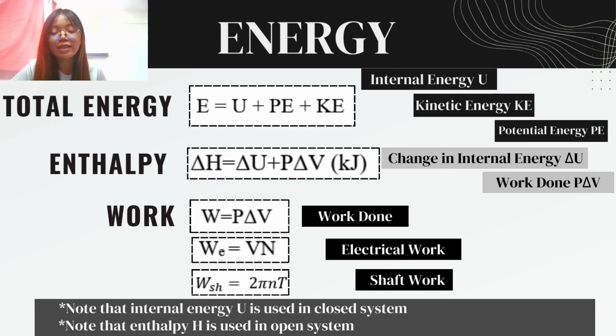So now I will present the equations to calculate the energy. The first one is the total energy. And as I said just now, total energy is equal to the sum of internal energy, potential energy, and kinetic energy. And the second one is about the enthalpy.